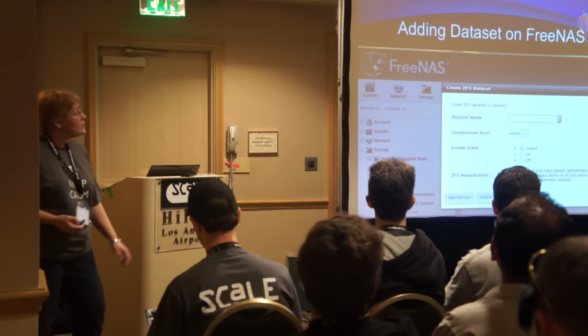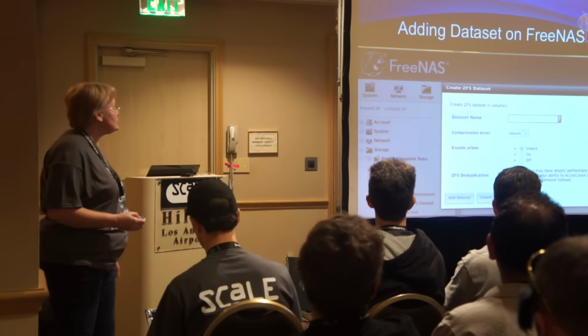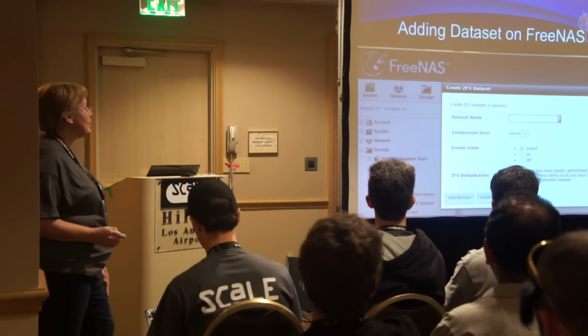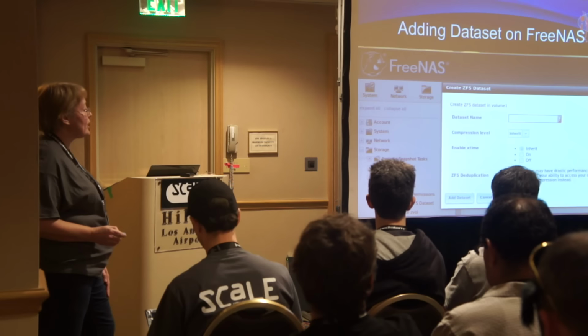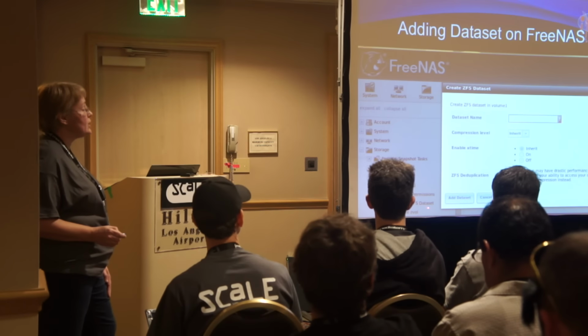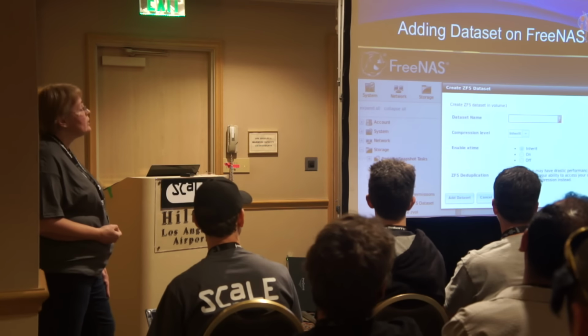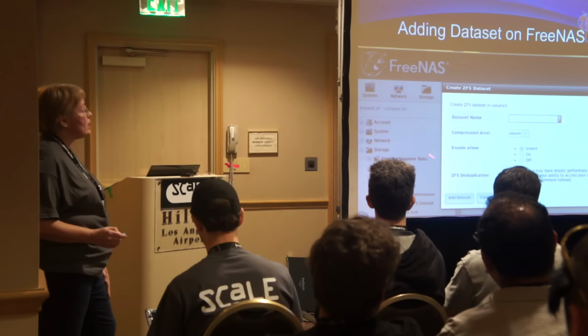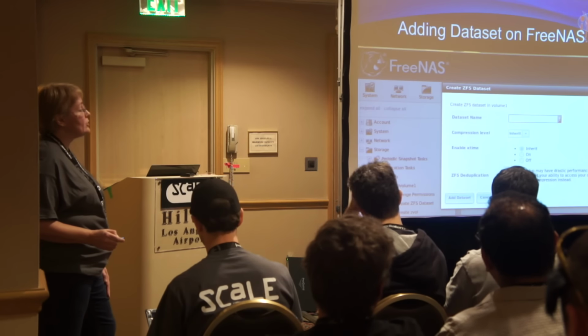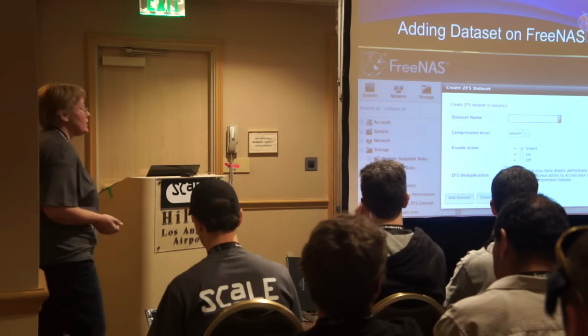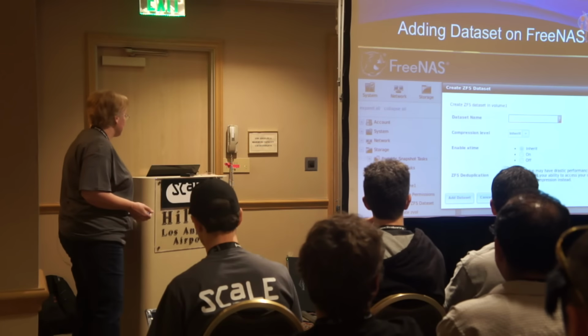To add a data set on FreeNAS, now that I've already created a volume, I can click on that volume and create a ZFS data set. Typically, it's as simple as giving it a name and clicking Add Data Set. I can go in and set some of the properties in there, and I have an advanced screen. I can set additional properties.